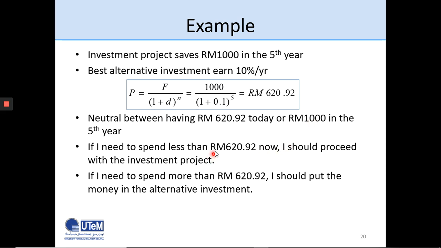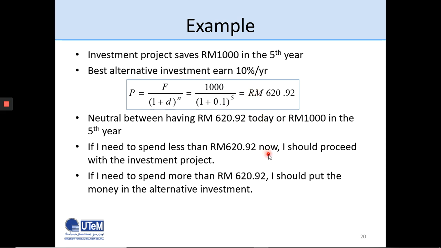So in other words, if I need to spend less than 620 ringgit now, I should proceed with this investment project because I would earn more saving than is expected. However, if I need to spend more than 620 now in order to get the saving of 1,000 ringgit in the 5th year, then I should put the money in the alternative investment. That is what is meant.